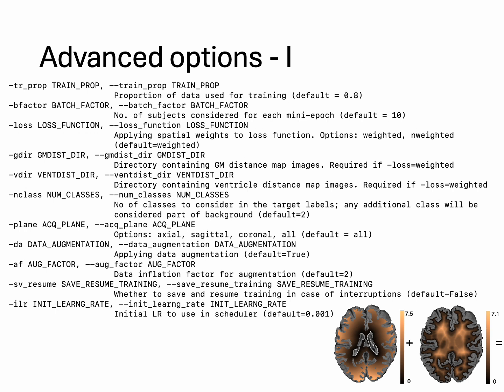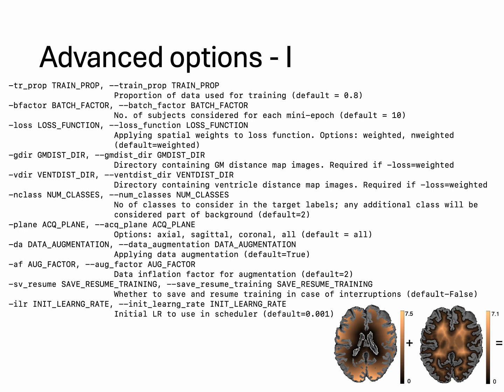And the second is batch factor, and then you have loss function, what type of loss function, and the distance maps, right, the directory in which the gray matter distance map and the ventricle distance maps are saved. And then you have number of classes, which I explained already, the plane, right?